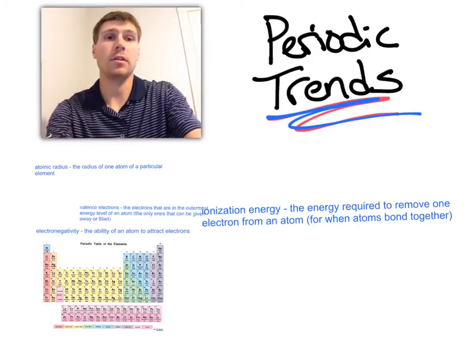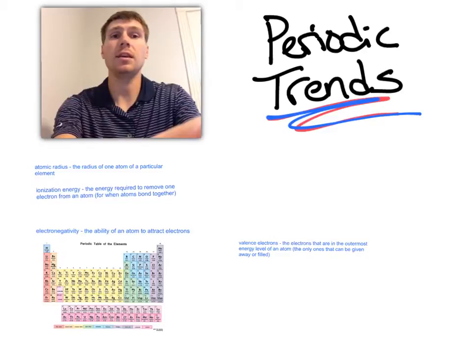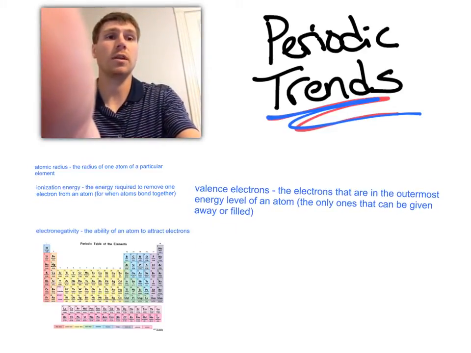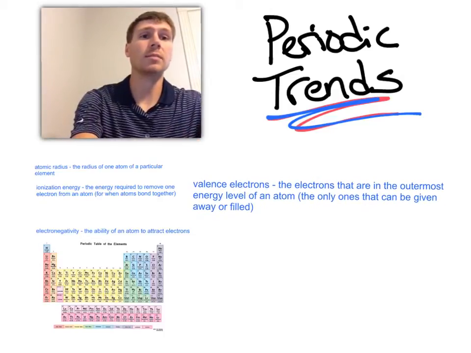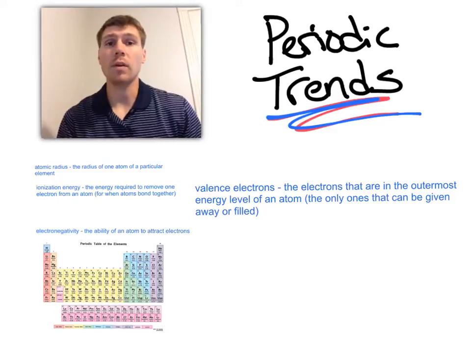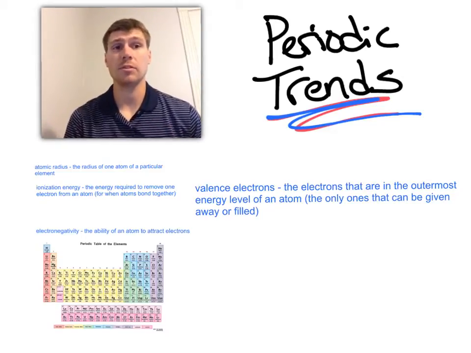All right, so our next one is valence electrons. This is definitely the easiest one to understand in terms of what it is. We haven't talked about electrons yet, that's going to be our next topic. But what a valence electron is, it's the electrons that are on the outermost energy level of an atom.